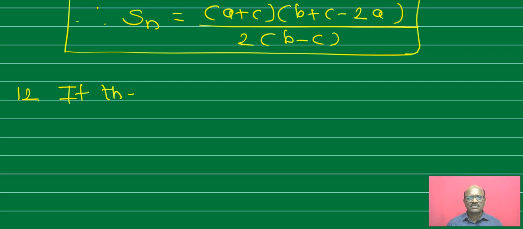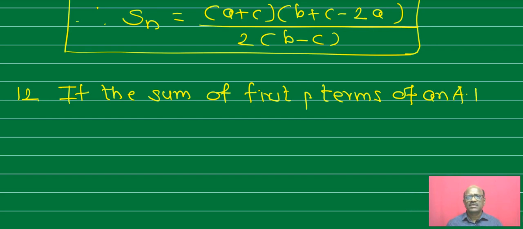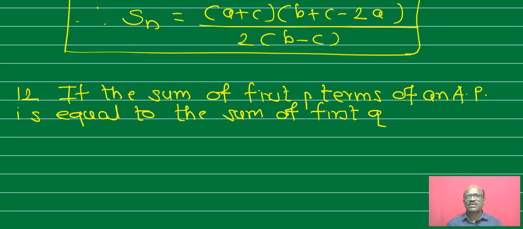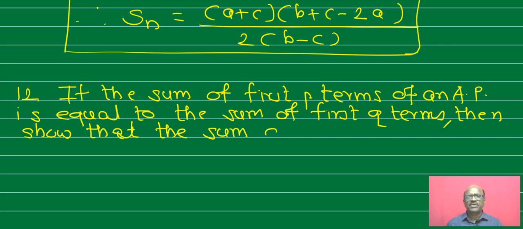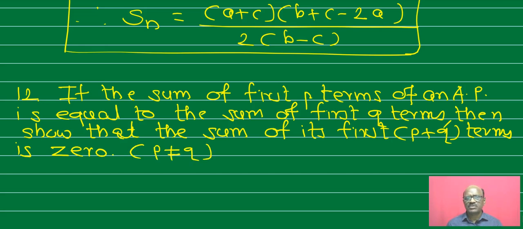Now the problem number 12. If the sum of the first p terms of an AP is equal to the sum of the first q terms, then show that the sum of the first p plus q terms is 0. Again, this is also a very simple problem, where p is not equal to q.